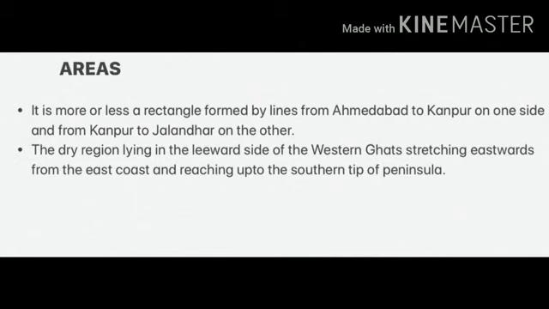Next, the dry region lying in the lee side of the Western Ghats up to a width of 300 kilometers, stretching eastwards up to 100 kilometers from the east coast and reaching right up to the southern tip of the peninsula. It covers an area of about 3.7 lakh square kilometer.